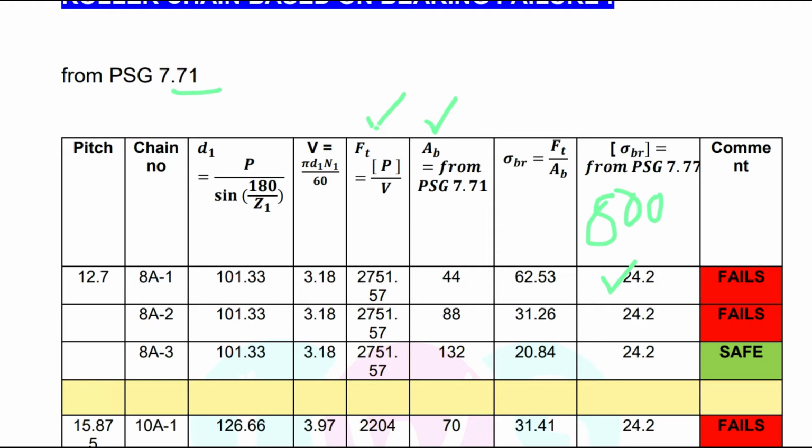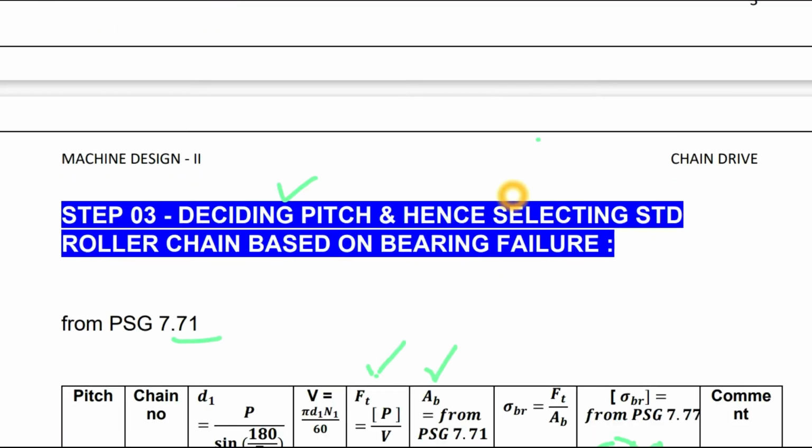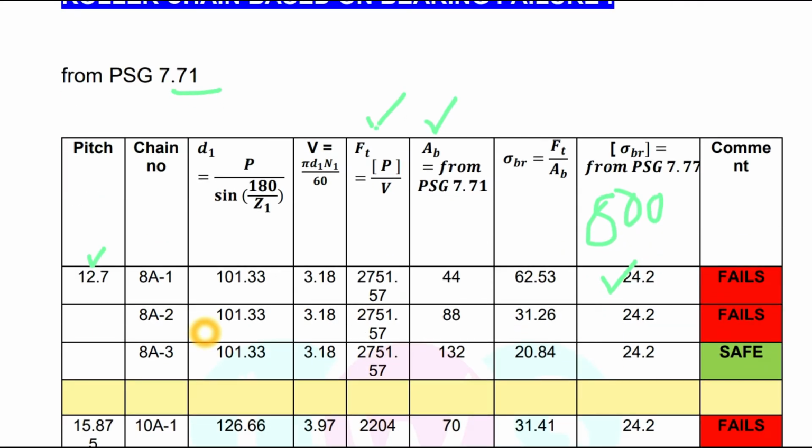Okay, this we got. So now D1. To find D1, the pitch value we got is 12.7. Put the value of pitch, and sine of 180 upon Z1, where Z1 is 25. Put the values and solve it. The value of D1 will be 101.33. All these three values will be similar.